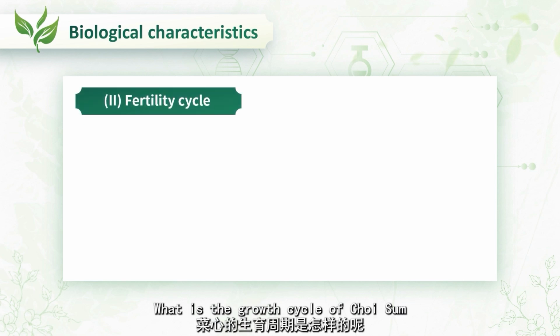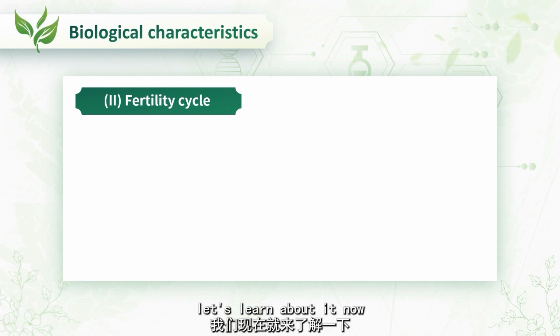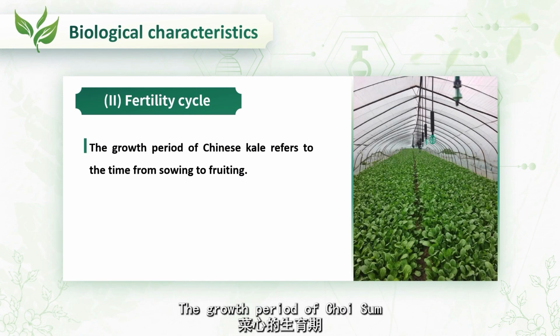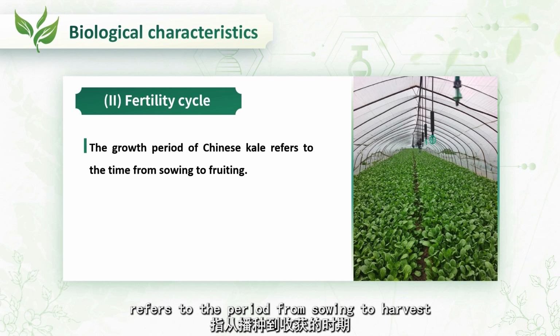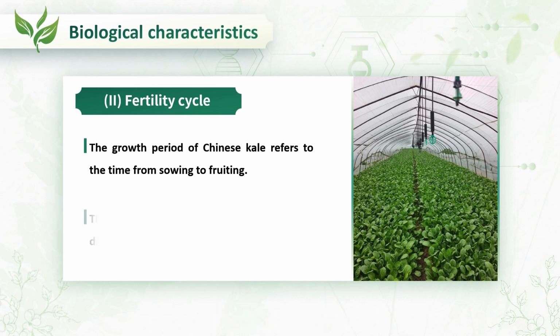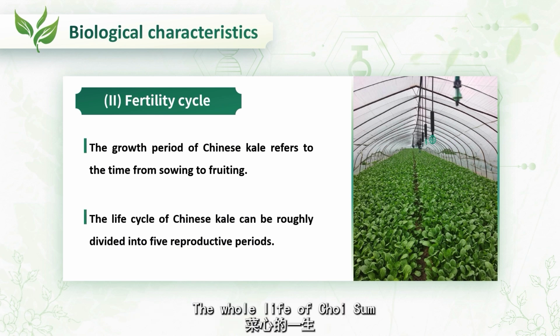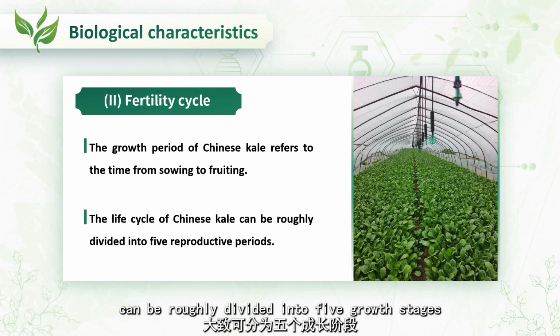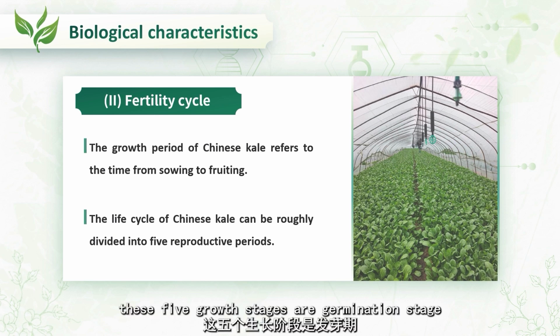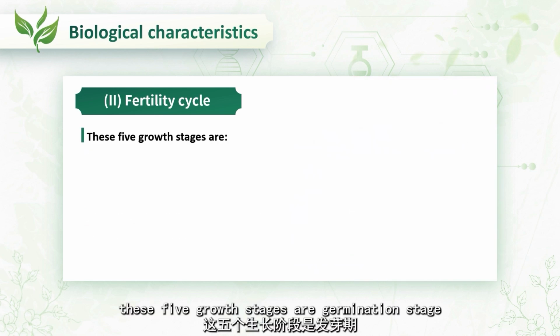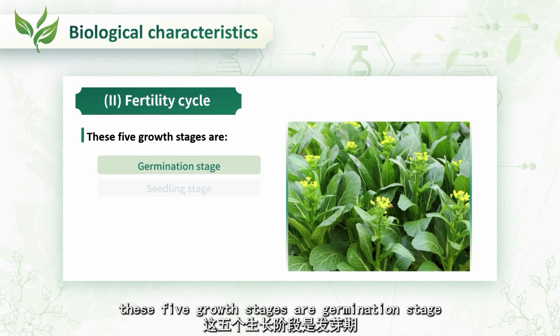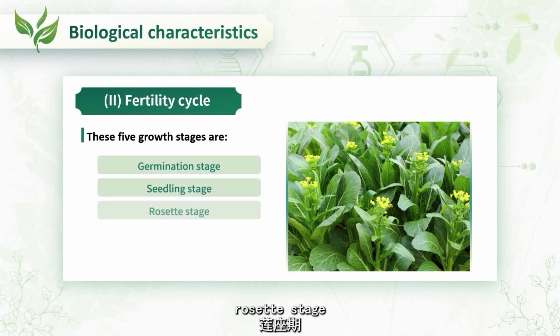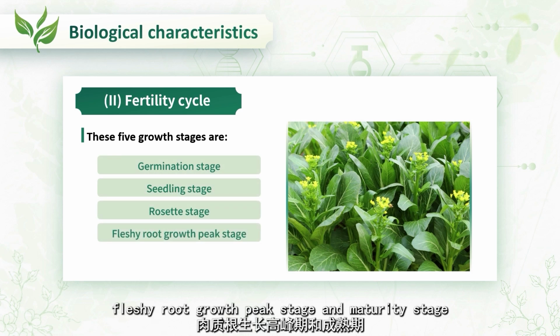What is the growth cycle of choy sum? Let's learn about it now. The growth period of choy sum refers to the period from sowing to harvest. The whole life of choy sum can be roughly divided into 5 growth stages. These 5 growth stages are germination stage, seedling stage, rosette stage, fleshy root growth peak stage, and maturity stage.